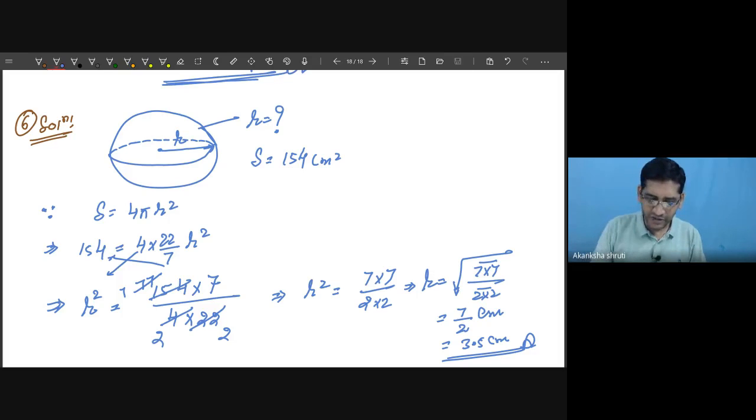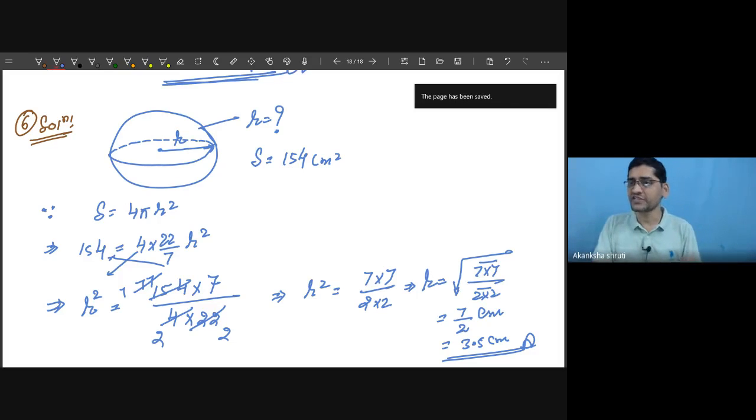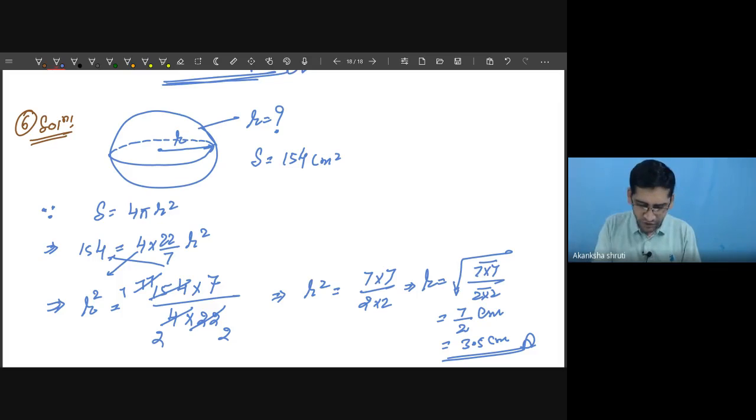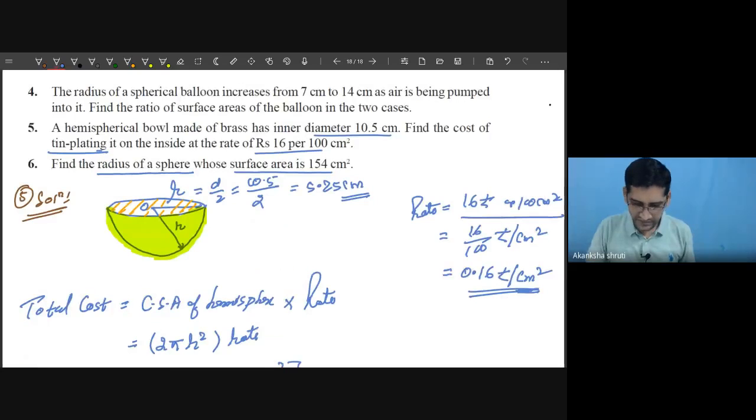So this was all about today's class. This way we have finished this chapter also. Even if the volume is required, you just have to substitute the values in the formula. That's all. So this way we have solved the questions.